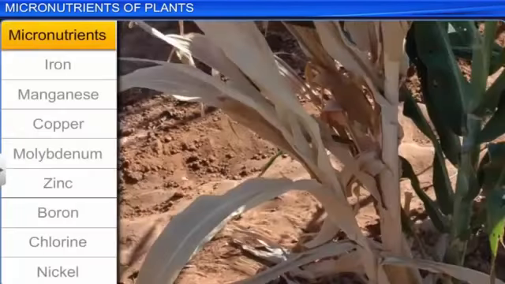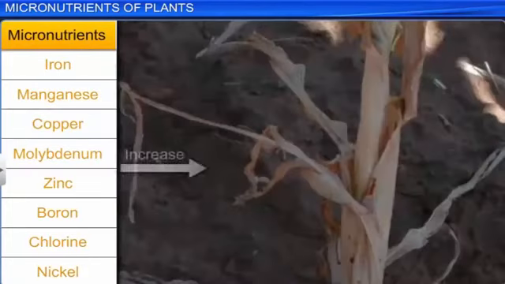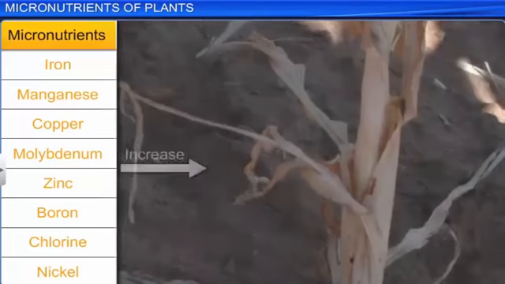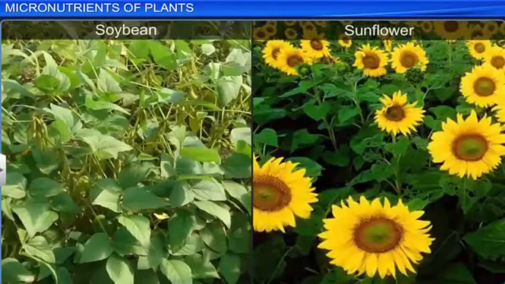Let us consider a different case in which there is an increase in the micronutrients. This is termed as toxicity. Any mineral ion concentration in tissues that reduces their dry weight by about 10% is considered toxic. Toxicity levels differ from plant to plant.